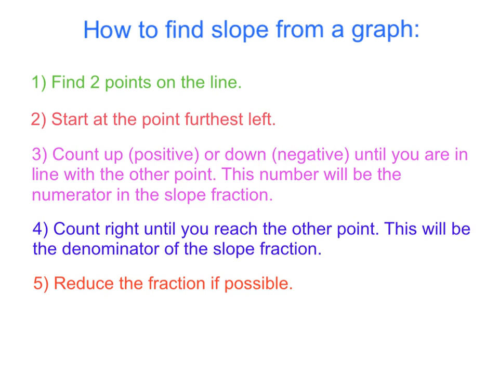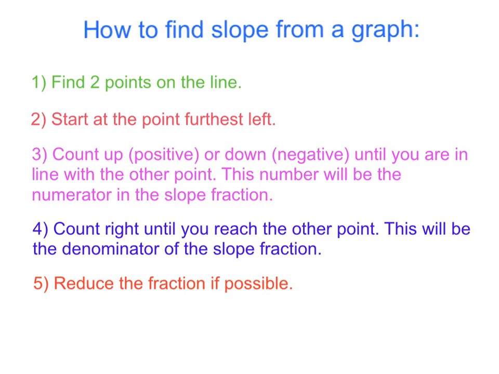Now let's talk about how to find slope if you have a graph. First thing you're going to do is to find 2 points that sit directly on the line where you can find 2 ordered pairs. You're going to start at the point that's on the left. Then you'll count up or down the number of lines until you are in line with the other point. So maybe you go up 5, so since you went up, that's going to make a positive 5 on the top number of your fraction.